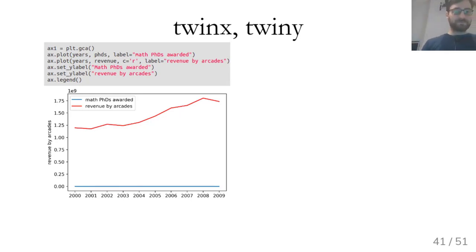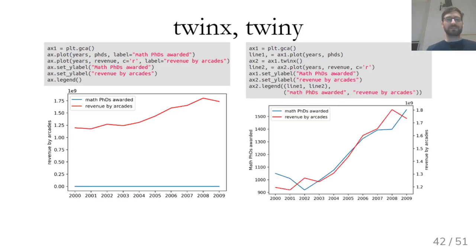The way to fix this is to add a new x-axis, using twin x. Twin x uses a twin of the x-axis, but adds a separate y-axis. And so now I have a separate y-axis for the revenue by arcades and one for the number of math PhDs.